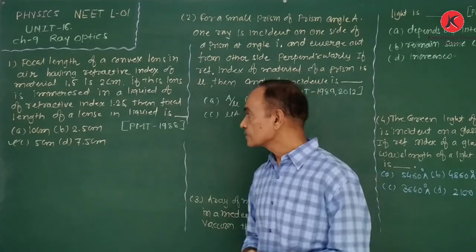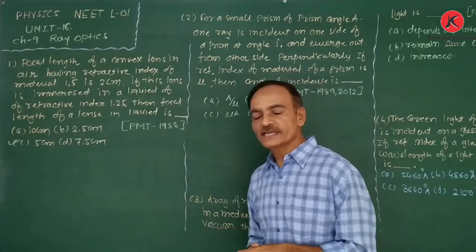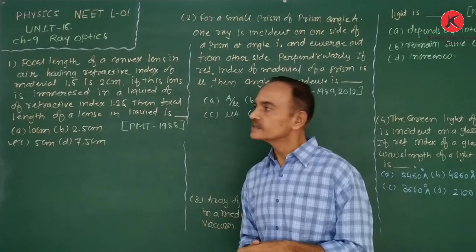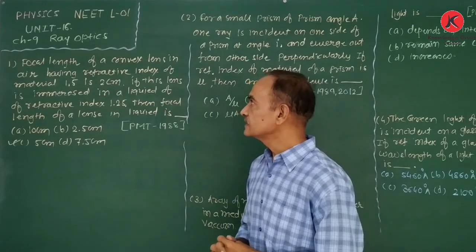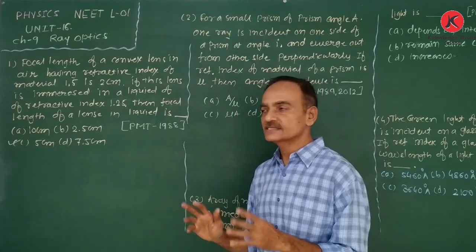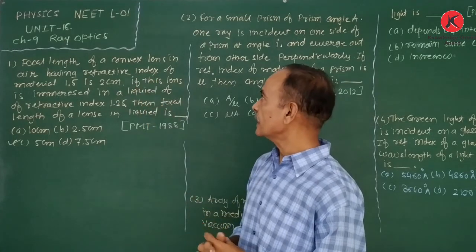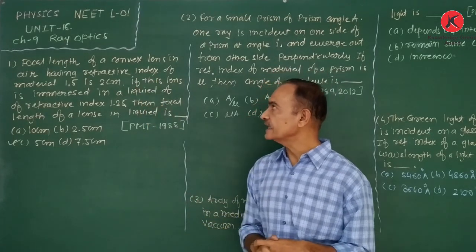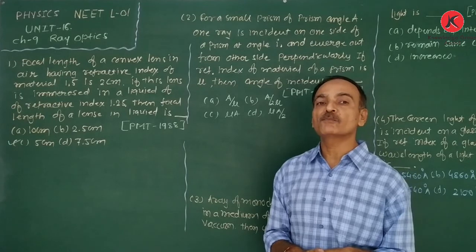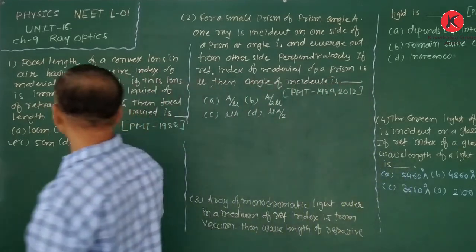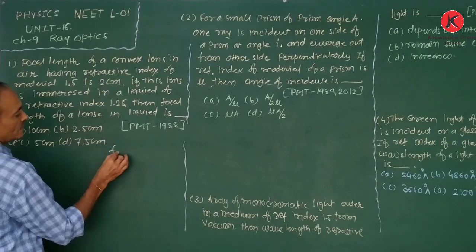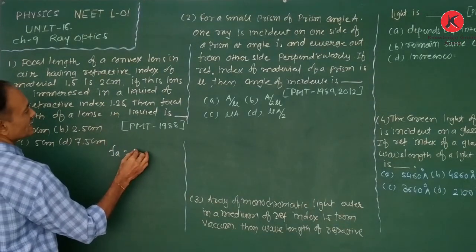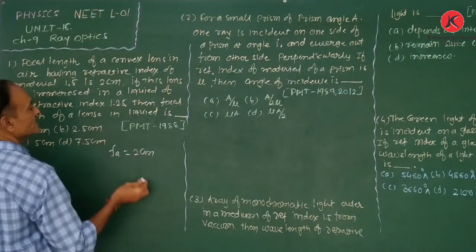Now listen, this question was asked in PMT 1988. What is given? Focal length of a convex lens in air. Chapter 9, Ray Optics, right? The focal length of a convex lens in air, having the refractive index of material 1.5, is 2 centimeter. That means in air medium, the focal length given is 2 centimeter.